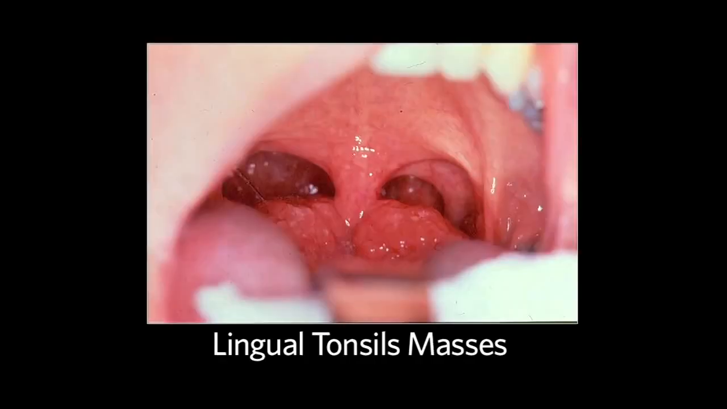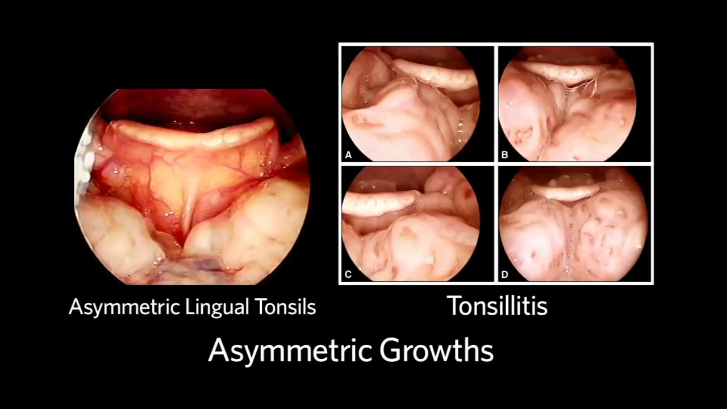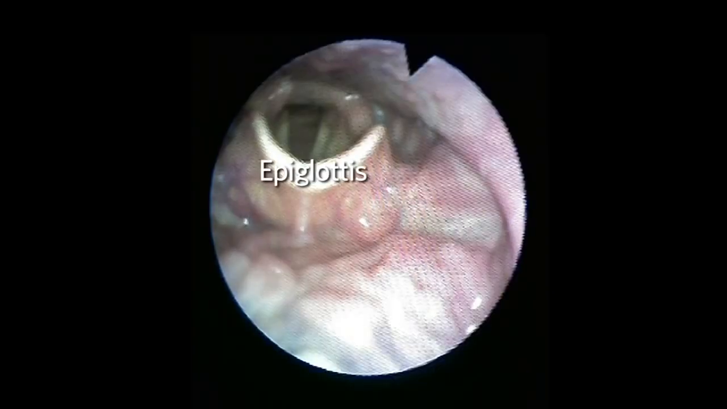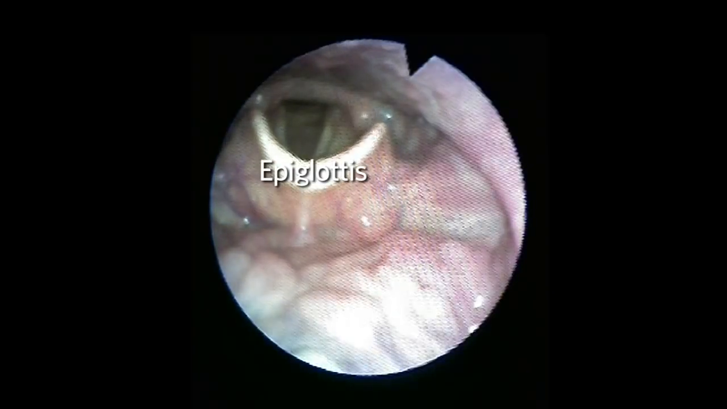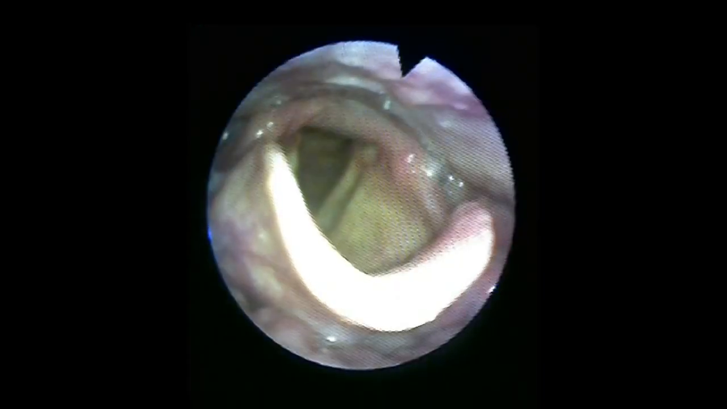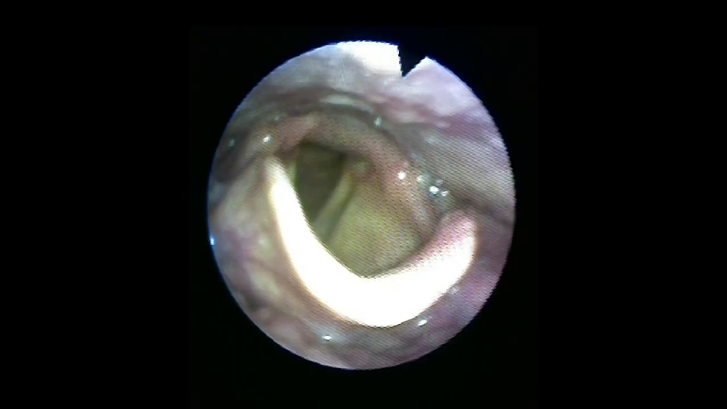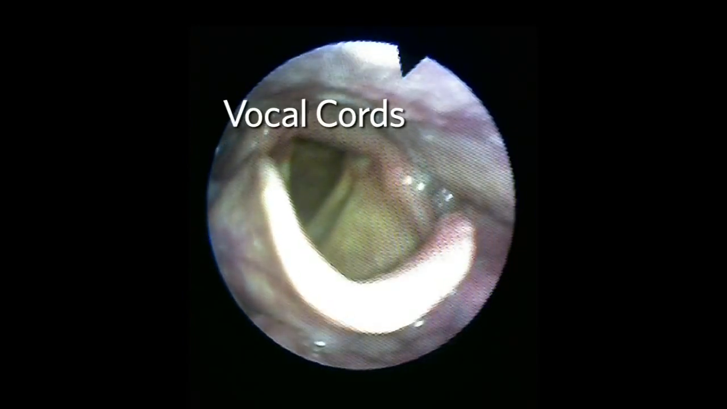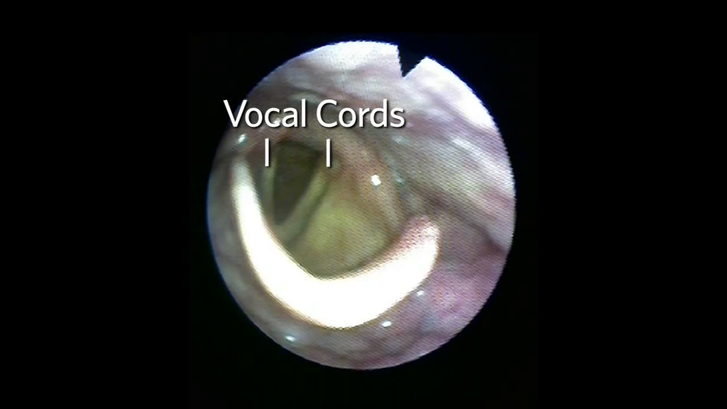It's important to look for masses or asymmetric growths which can originate in the lingual tonsils. The epiglottis is seen posterior to the tongue base. The space between the anterior aspect of the epiglottis and the base of tongue is known as the vallecula. At this point, the larynx and hypopharynx are examined. We typically see smooth, straight vocal cords bilaterally, which are usually white in color.